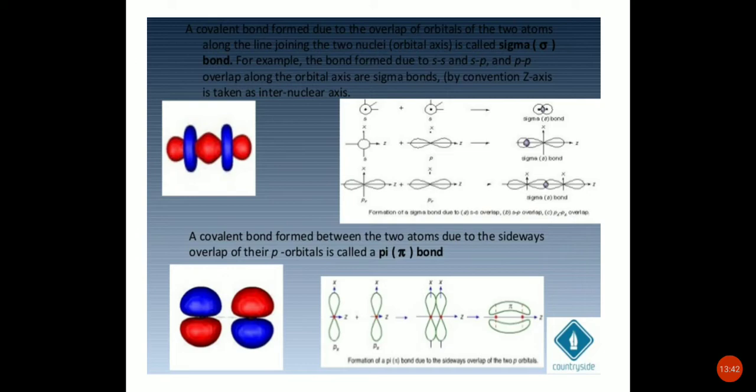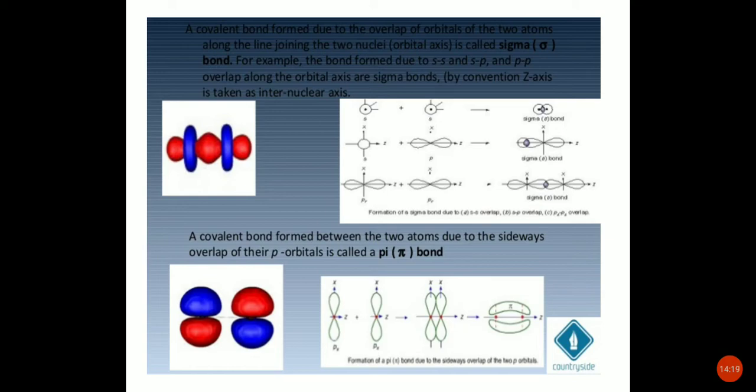A covalent bond formed due to the overlap of orbitals of two atoms along the line joining the two nuclei, that means along the internuclear axis, is called a sigma bond. For example, the bonds formed due to ss, sp and pp overlap along the orbital axis are sigma bonds, okay. Here the z axis is not taken. You can see the figure also, you can zoom it, we have already discussed these figures.